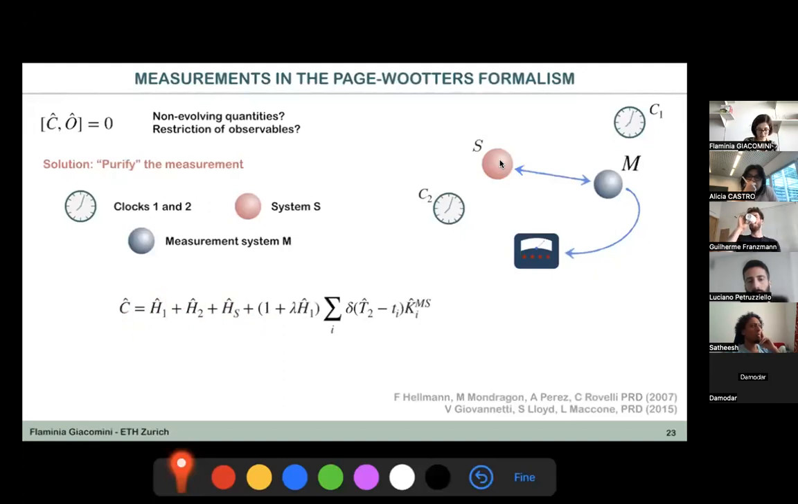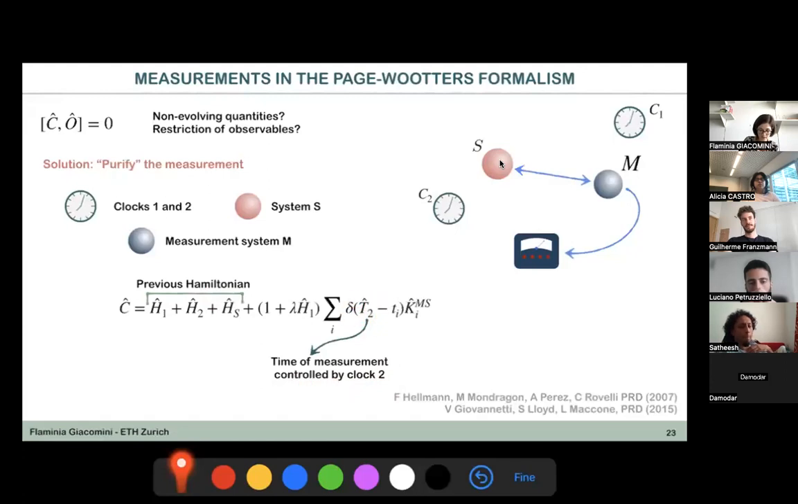Now let's analyze this constraint. This is the previous constraint that I had without introducing any measurement. This is a simple case in which I haven't added any interaction between the clocks, but I can do that. In this case, I wouldn't have this term. Basically, this is telling me that the time of measurement is controlled by clock 2. So the measurement is switched on at some particular time when clock 2 tells me that it's time equal to Ti.